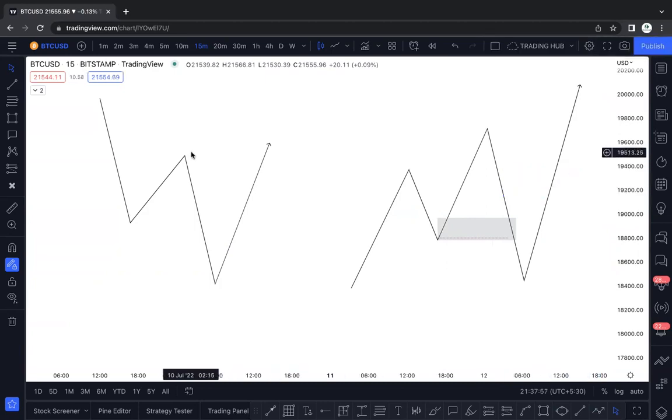So always follow this rule. This is very helpful. Simple thing is: structure plus liquidity equals a high probability setup.